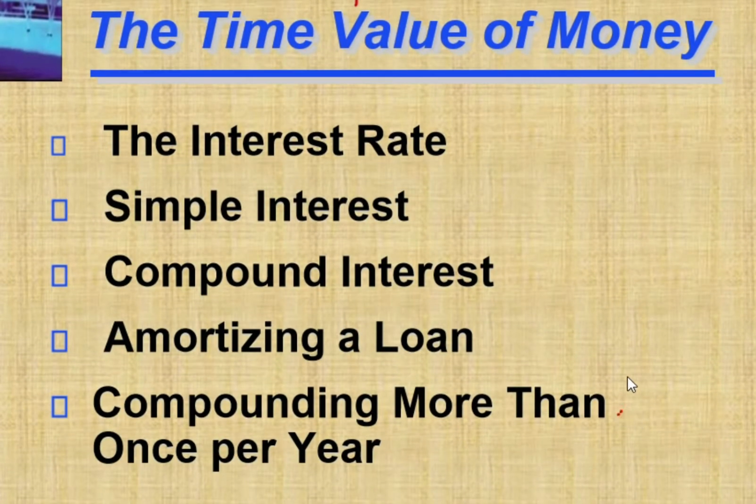Right. Time value of money, we have terminology or methods to understand here: the interest rate, simple interest rate, compound interest rate, amortizing a loan, and compounding more than once per year. So compounded every 6 months, compounded quarterly, compounded monthly, like that. So what is the compounding? What is the simple interest? We will go in depth now.